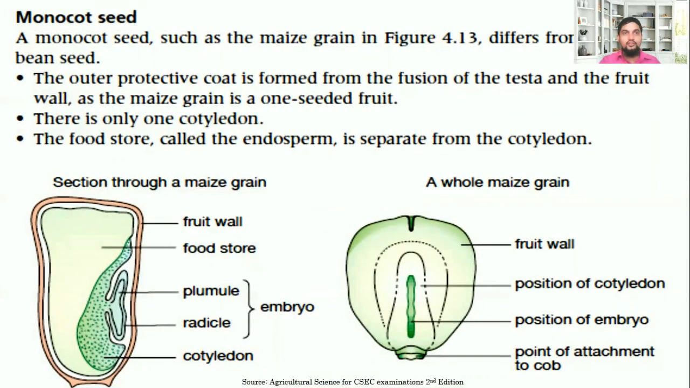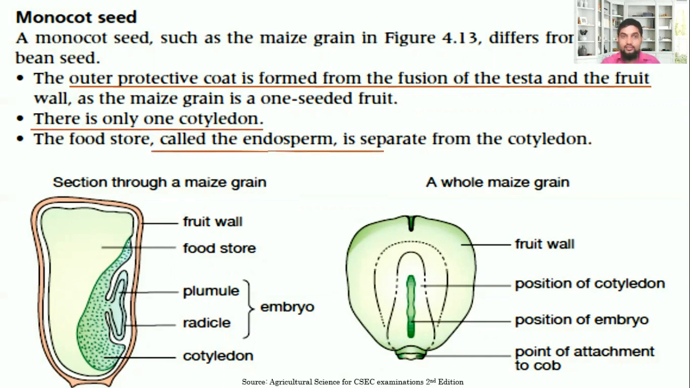All right, so in the monocot seed, the outer protective coat is formed from the fusion of the tester and the fruit wall, as the maize grain is a one-seeded fruit. If you look at the structure of the maize, that is the corn, you will notice that the outer protective structure is fused with the tester. There's only one cotyledon present, and they have another food storage structure called the endosperm, which is separate from the cotyledon.